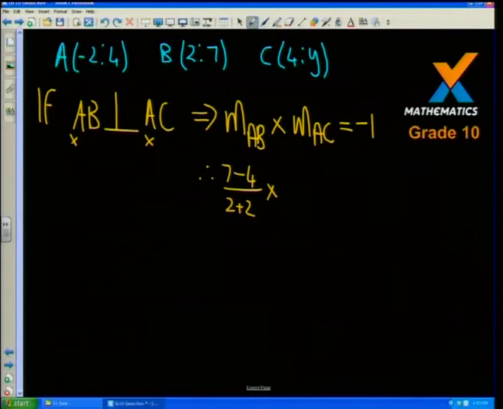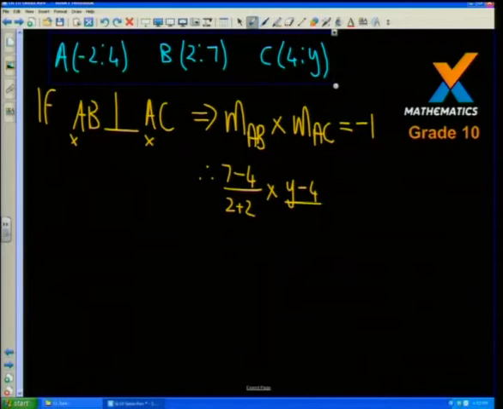Now, if I look at the y values, I get y minus 4 at the top divided by that x value minus this x value. And there it is again, the double negative. 4 minus minus 2 gives you 4 plus 2. That product has to be minus 1.